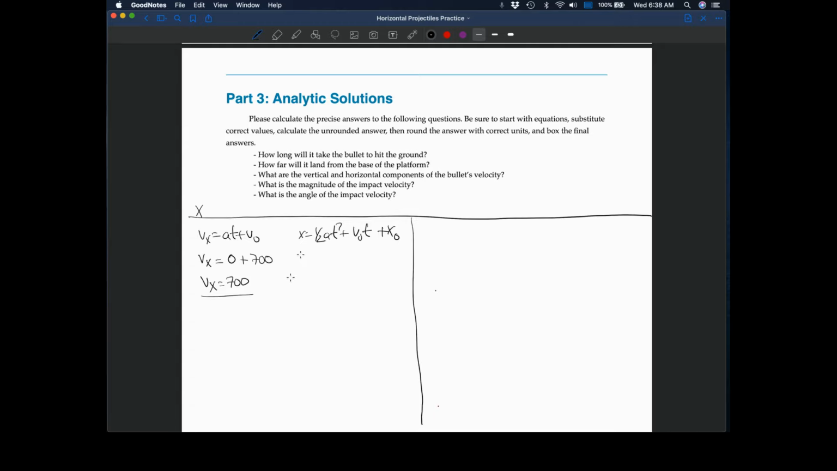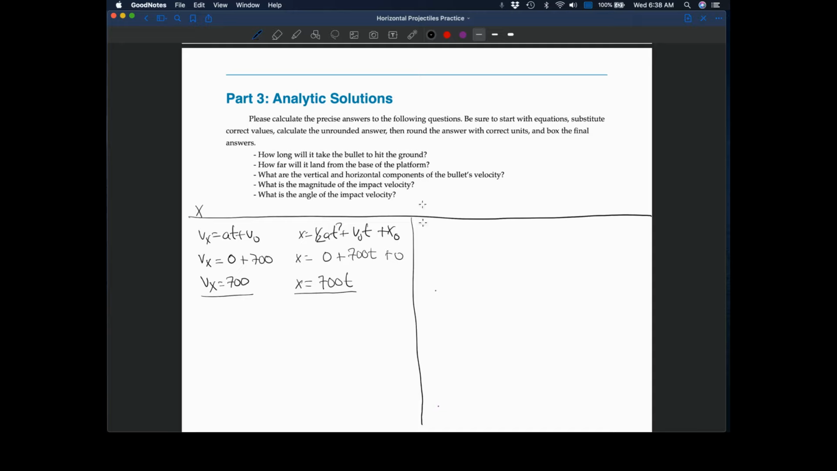So now we go to the x, and 1 half at squared. Again, the acceleration is 0. The initial velocity is 700, so we have 700t. And if we set the initial position equal to 0 horizontally, this is 0. So our instantaneous position is given as 700t. So these are the two models that we would use to describe the motion in the x direction.